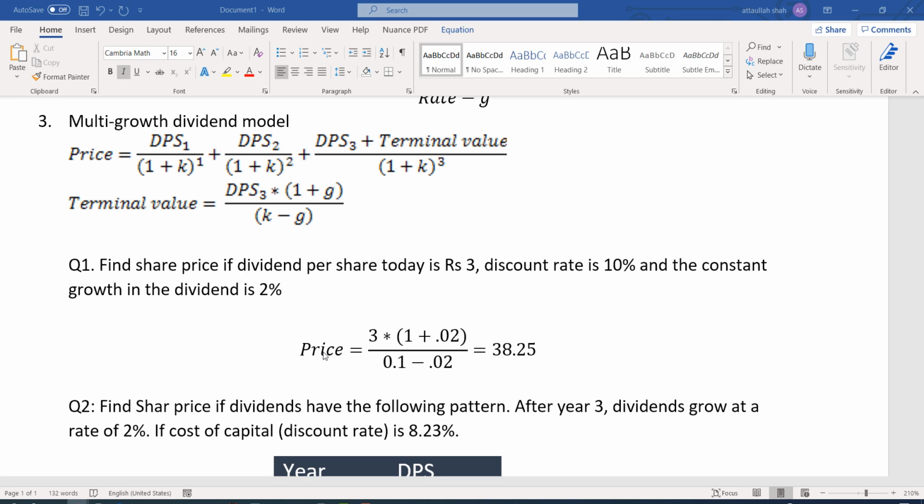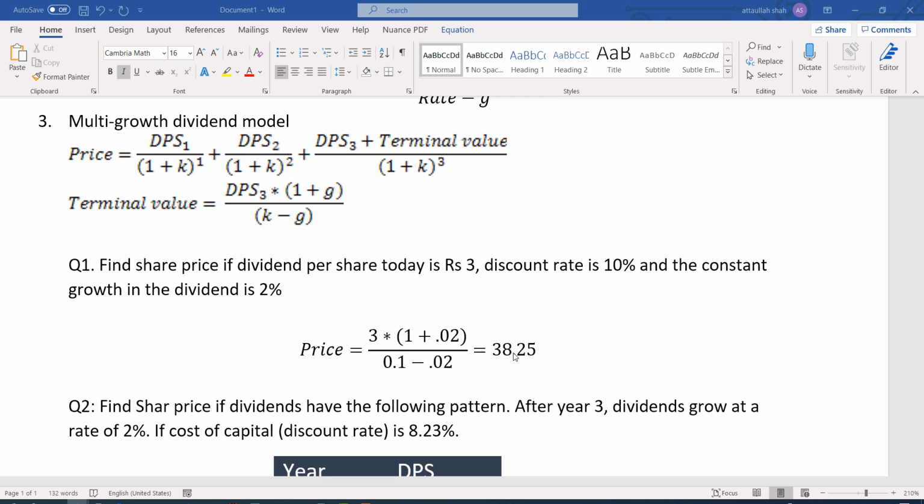So how do we find it? Just we plug in the given values into the equation, and dividend per share is 3. It grows at a rate of 2%. So we multiply it by 1.02, and then we divide it by the cost of capital 10% minus growth rate. So we get a value of 38.25.